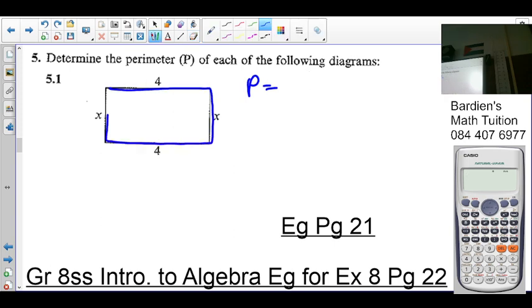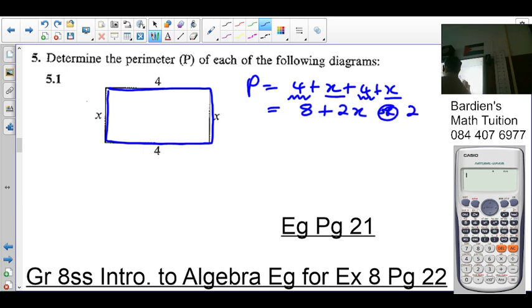the outside. So it's going to be 4 plus x plus 4 plus x. So what do I do now? You look for like terms, and that's the reason why we did like terms. You remember? So we go 4 plus 4 and x plus x. And what's 4 plus 4? 8 plus 2x. Or if you had gone with the x first, 2x plus 8. Both are acceptable. So in the exam, if you write either, full marks.